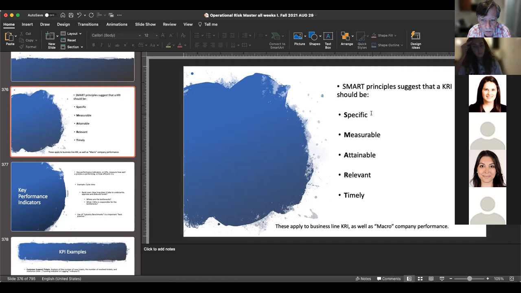Attainable. Wells Fargo. Should your KRI, key risk indicator, an attainable one, be zero phone calls? Would it be zero defects? Probably not, because that wouldn't be attainable in any real world situation.